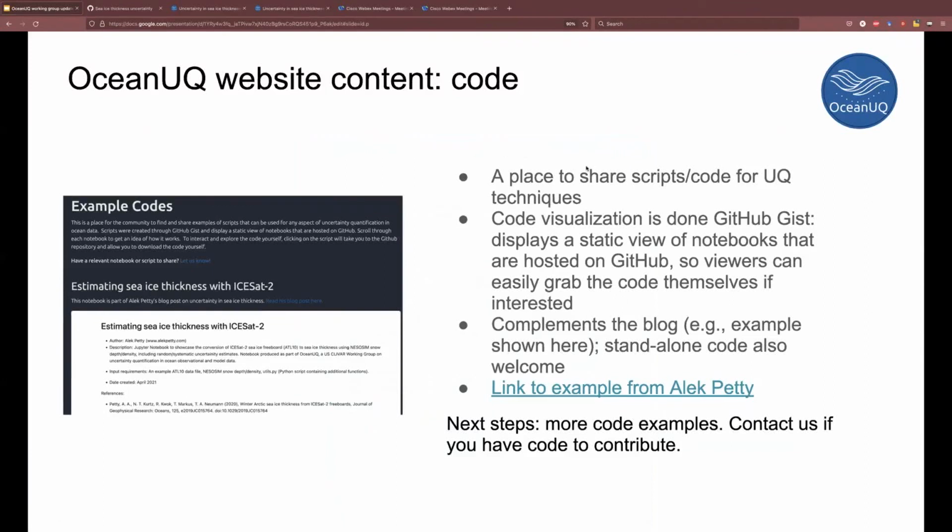Again, our next steps here are more content. So once again, if you have some cool UQ related codes that you've developed for a paper or a class, please let us know, because we'd love to include those.